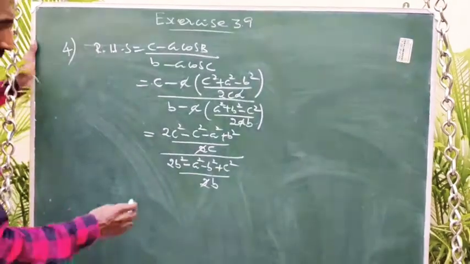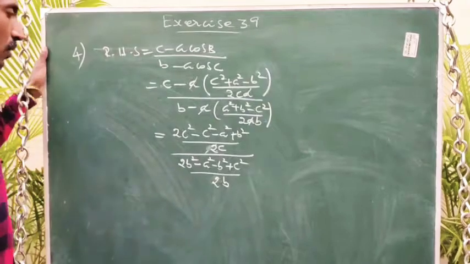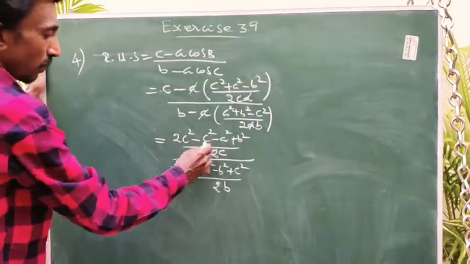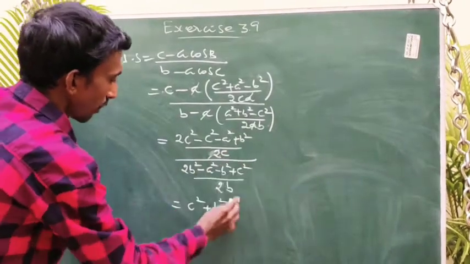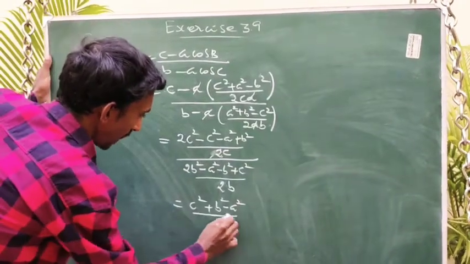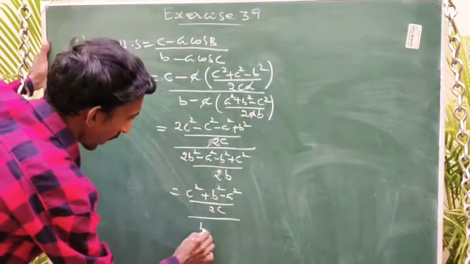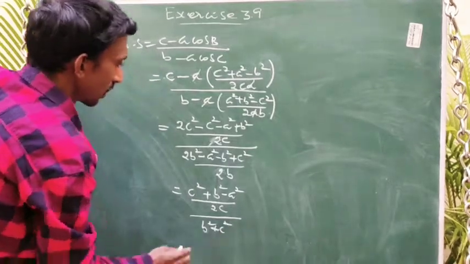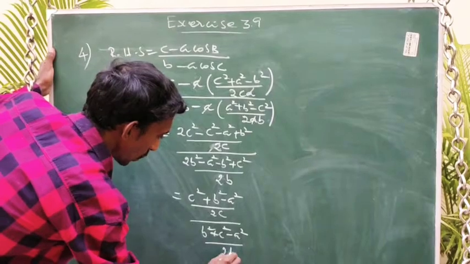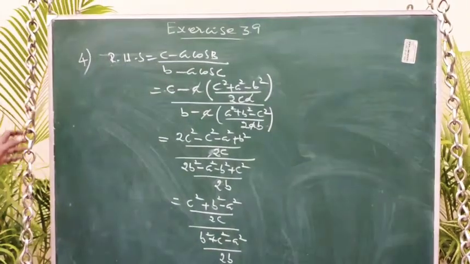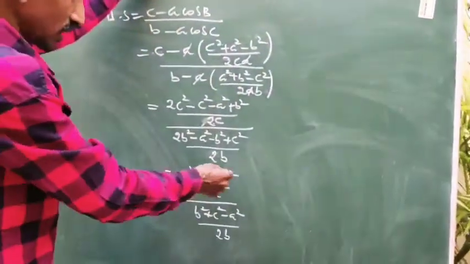Otherwise leave it. Better we keep this 2, no need to cancel because we are going to use it. So now 2C square minus C square is C square plus B square minus A square by 2C, divided by B square plus C square minus A square by 2B. So listen my dear student, we already know that formula, it is in the cyclic order.